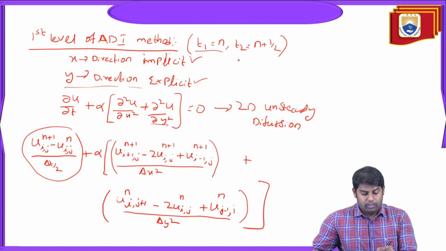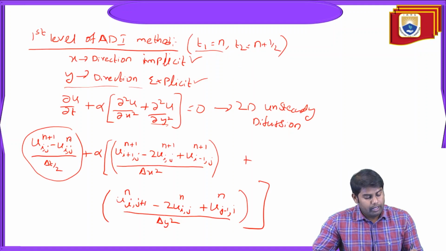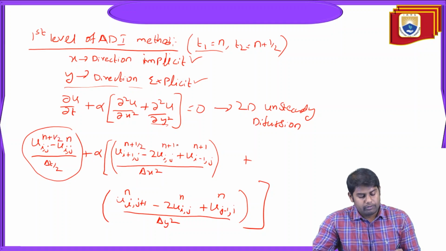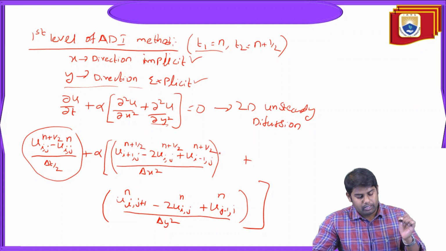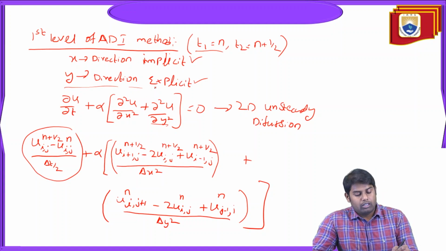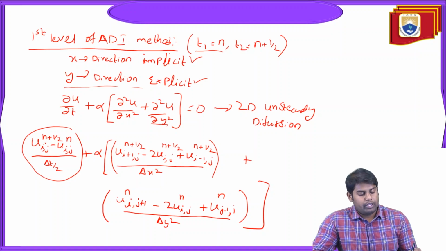In the previous case this would be n plus half, but because it is between n and n plus half, here t2 should be n plus half.